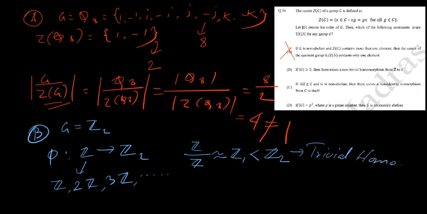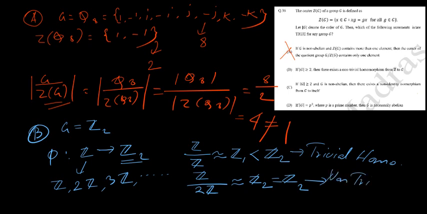Now Z by 2Z is isomorphic to Z2, and this equals the Z2 group. So this is a non-trivial onto homomorphism. This is a non-trivial homomorphism, so option B is correct. There exists a non-trivial homomorphism. So option B is correct.